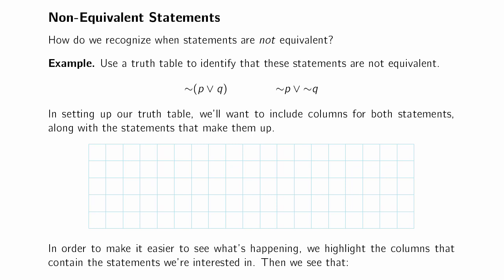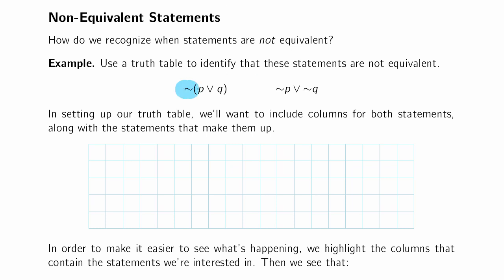We've seen what it looks like in a truth table when we have two statements that are equivalent. We'd also like to see what the truth table looks like when we have statements that are not equivalent. And in order to see that, we're going to start with a pair of statements that aren't equivalent, make a truth table for them, and see what that looks like.